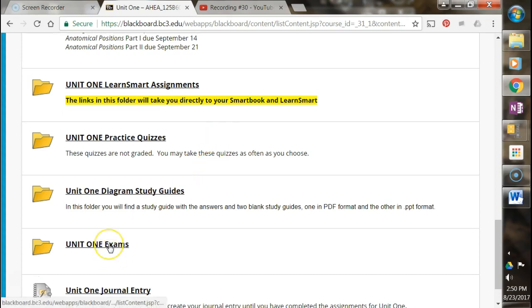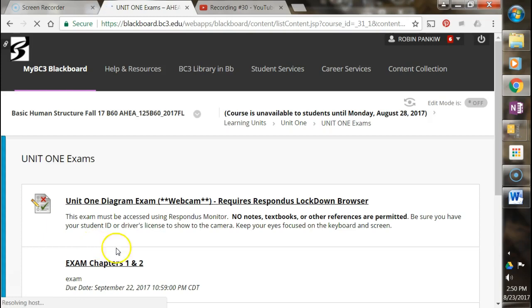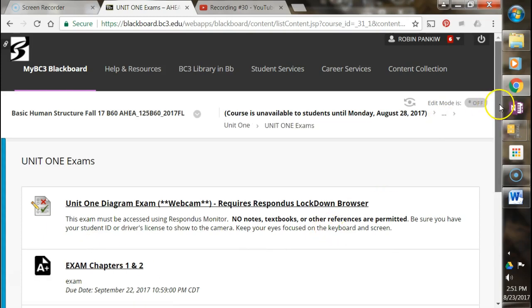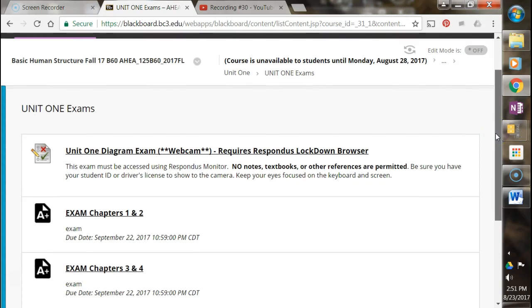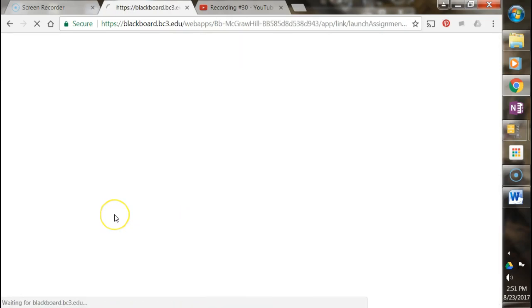So we have Unit 1 exams here, and then Unit 1 diagram study guides here. Let's talk about the exams first. Here you can see that there are 2 exams, chapters 1 and 2, and 3 and 4. The due date is given as September 22nd, and you can see also that there is a diagram exam link here. The diagram exams are going to be a little different than the unit exams. Let me explain. First, the chapter exams are going to take you to Connect. So when you click on this, this will automatically launch you into your Connect site.